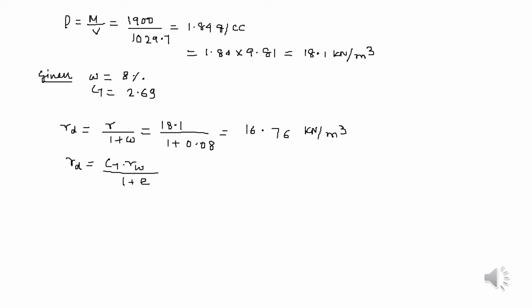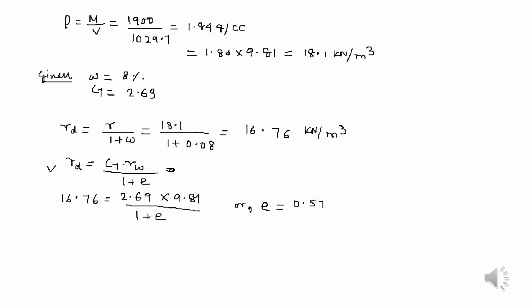I hope we all recall this relation. We know the value of gamma D, which is 16.76. Simply substitute the values. G we already know is 2.69, the unit weight of water is 9.81, divided by 1 plus e. So we simply make e the subject of the formula and we find e as 0.574.